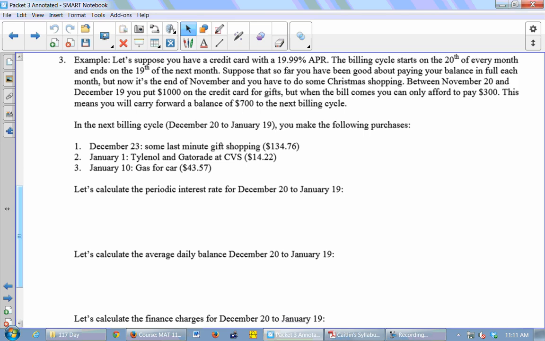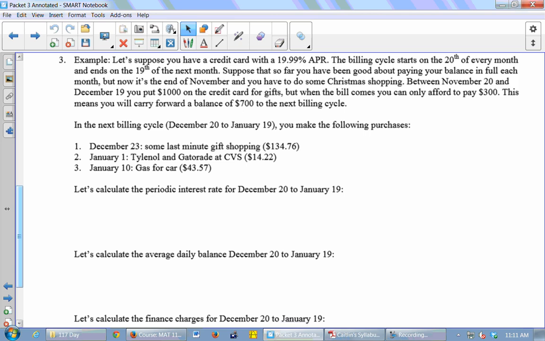So between November 20th and December 19th, you put $1,000 on your credit card for gifts. But when the bill comes, you can only afford to pay $300. So you pay $300 and you're going to carry forward a balance of $700 to the next billing cycle. So in the next billing cycle, which is December 20th to January 19th, you make a few more purchases.